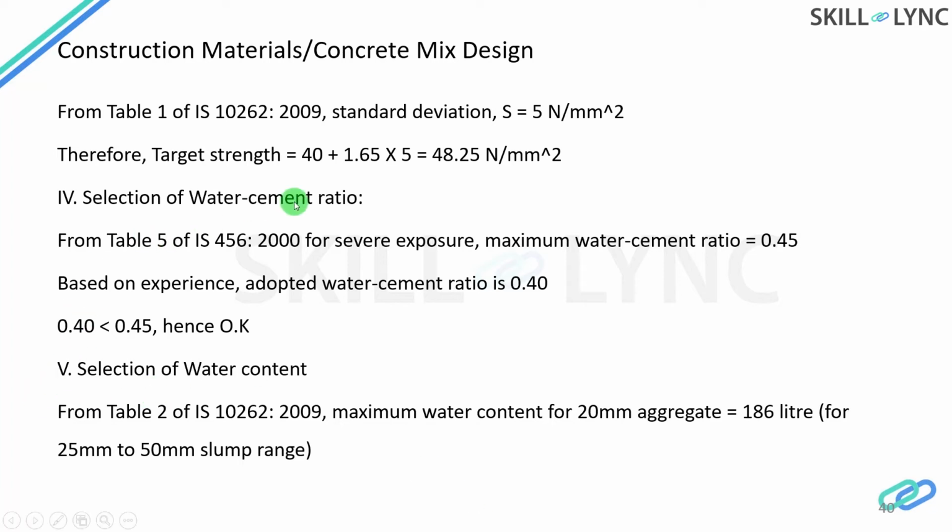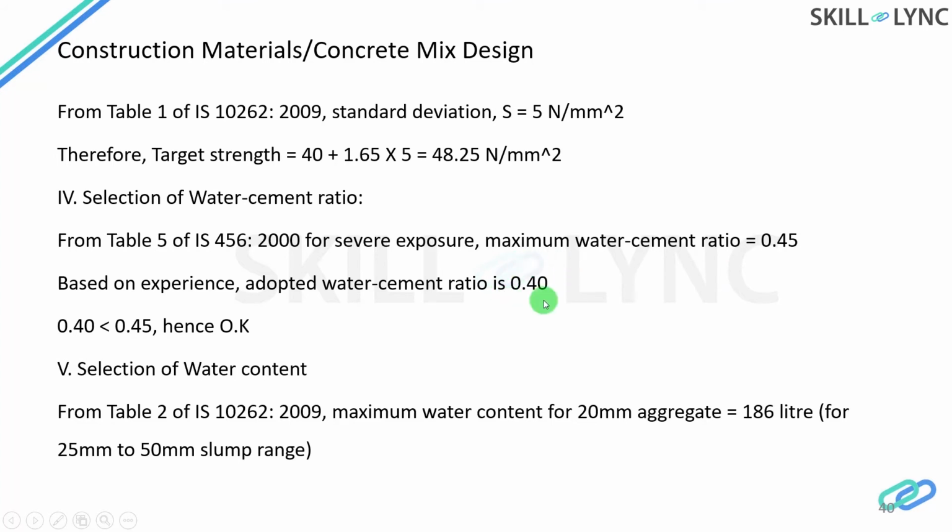Next is the selection of water cement ratio. The selection of water cement ratio is taken from table 5 of IS 456 2000 depending upon the exposure condition. Here it is severe, so the maximum water cement ratio is 0.45, and based on experience we have adopted a water cement ratio of 0.4.